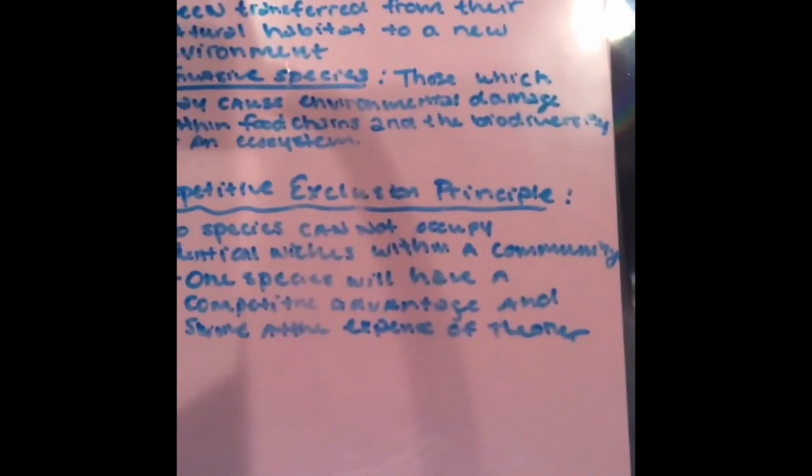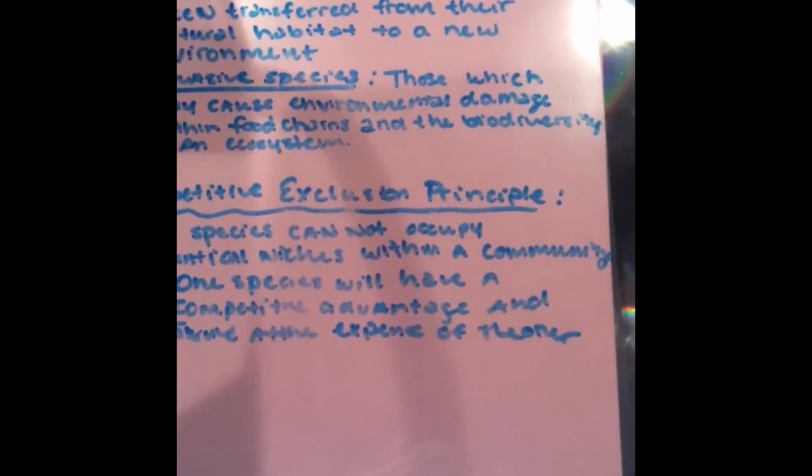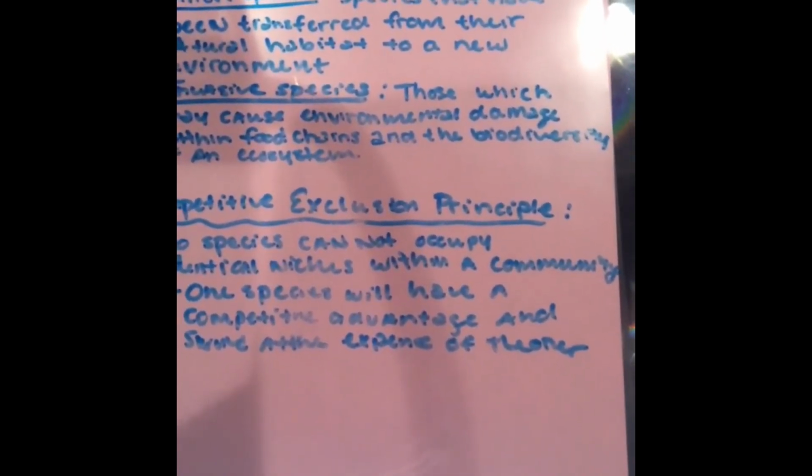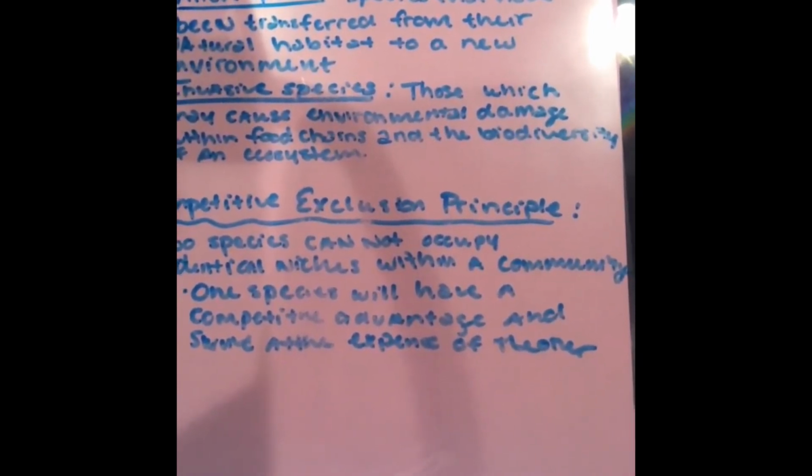For instance, the cane toad in Australia was introduced to the ecosystem to control sugarcane pests. However, due to its poisonous skin and lack of any predators, the cane toad is now an invasive species, affecting the populations of other species within that ecosystem. The concept of the negative impact of an invasive species certifies the competitive exclusion principle, which states that two species cannot occupy an identical niche within a community. One species will have a competitive advantage and survive at the expense of the other.